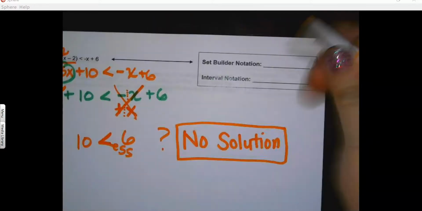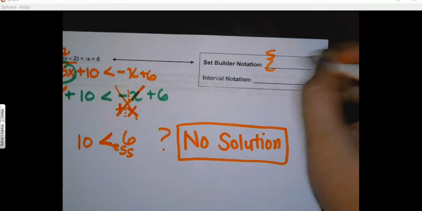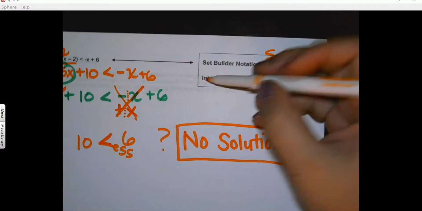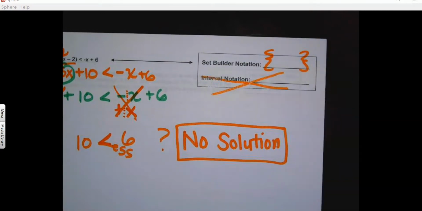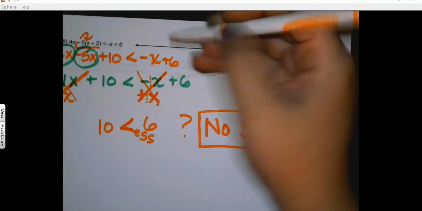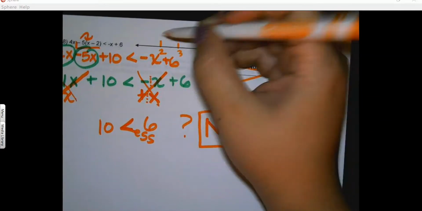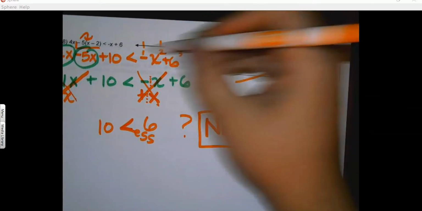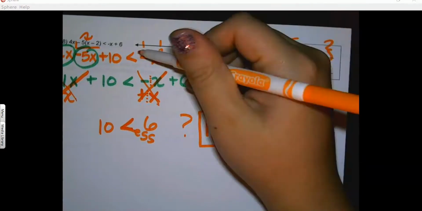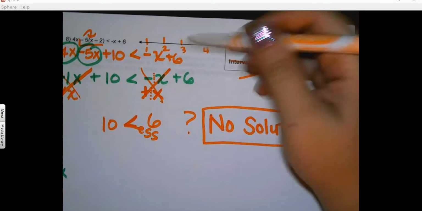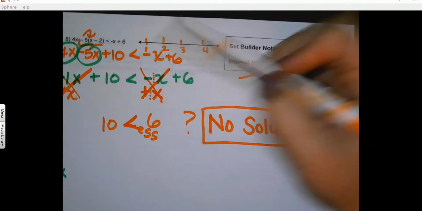So our set builder is going to be empty. There's not going to be anything in there. And then our interval notation, we're not going to have an interval notation. And our graph, you could put whatever numbers you want on the graph. Nothing should be shaded. So the graph is blank. No shading, because all the numbers that are shaded mean numbers that can go in for x, and nothing works.